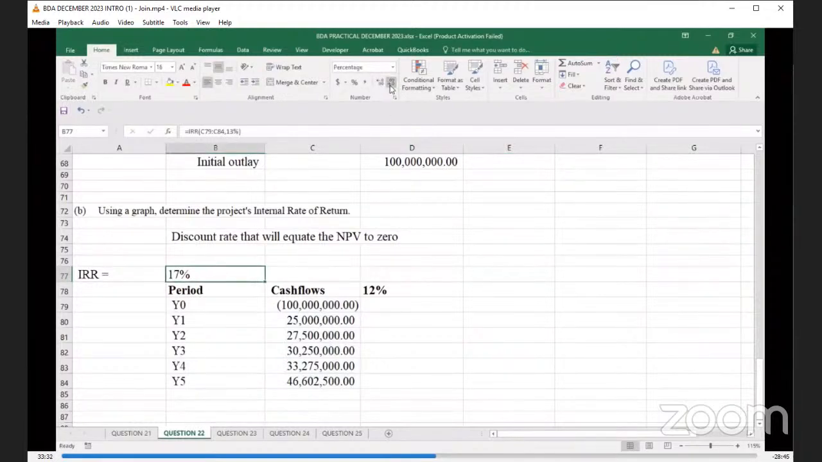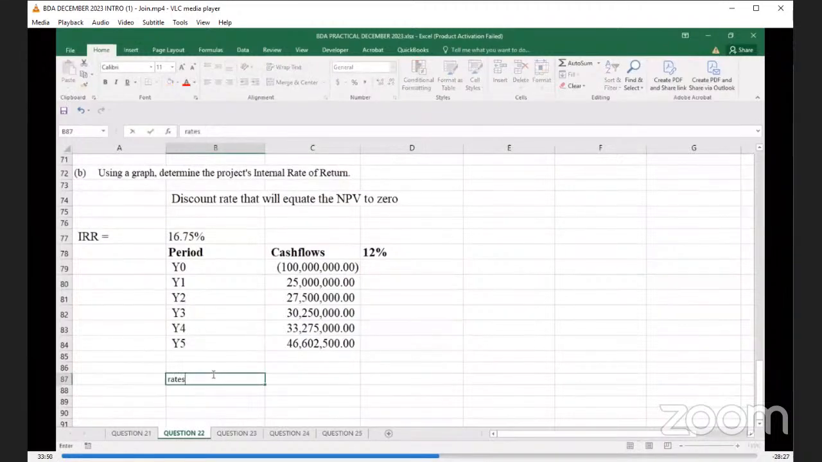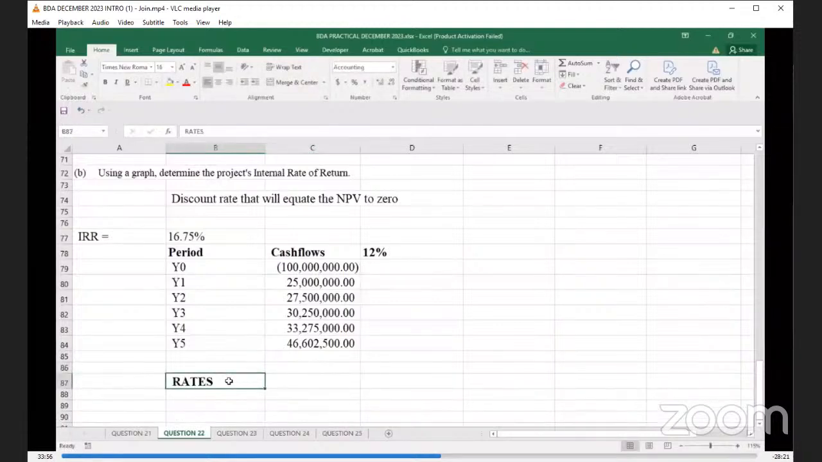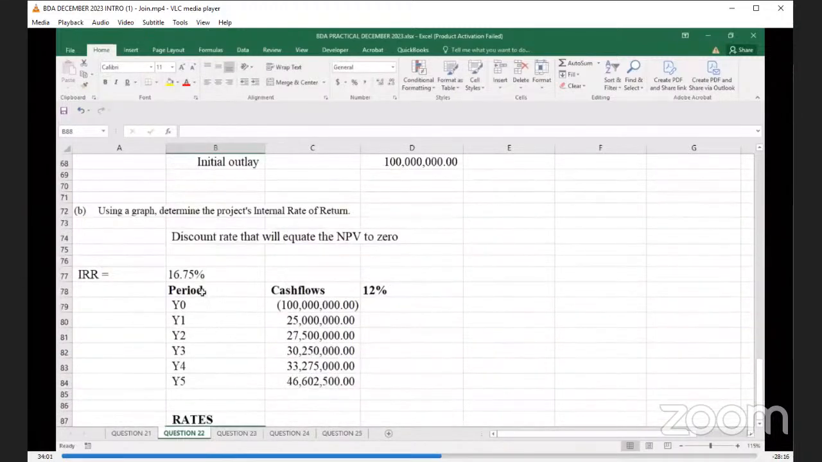Remember the procedure I've guided you in class, but this is not all the examiner wants. At this point, I've clearly established that our IRR is somewhere around 16%, or 16.75%, which is about the same as 17%. But the examiner wanted us to use our graph. So here's what you're going to do. I'm going to select the rates because I need to have a graph or infographic. So I'll be having my rates here, and we can agree to take the rates in between, because I've seen it is 16%.